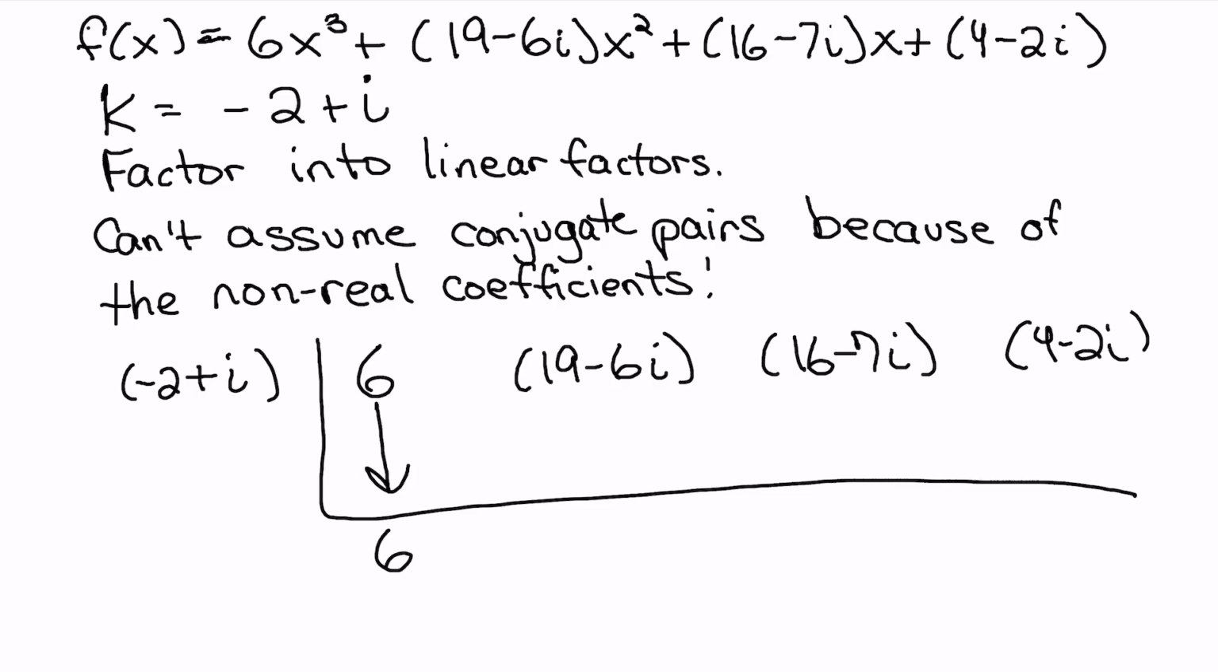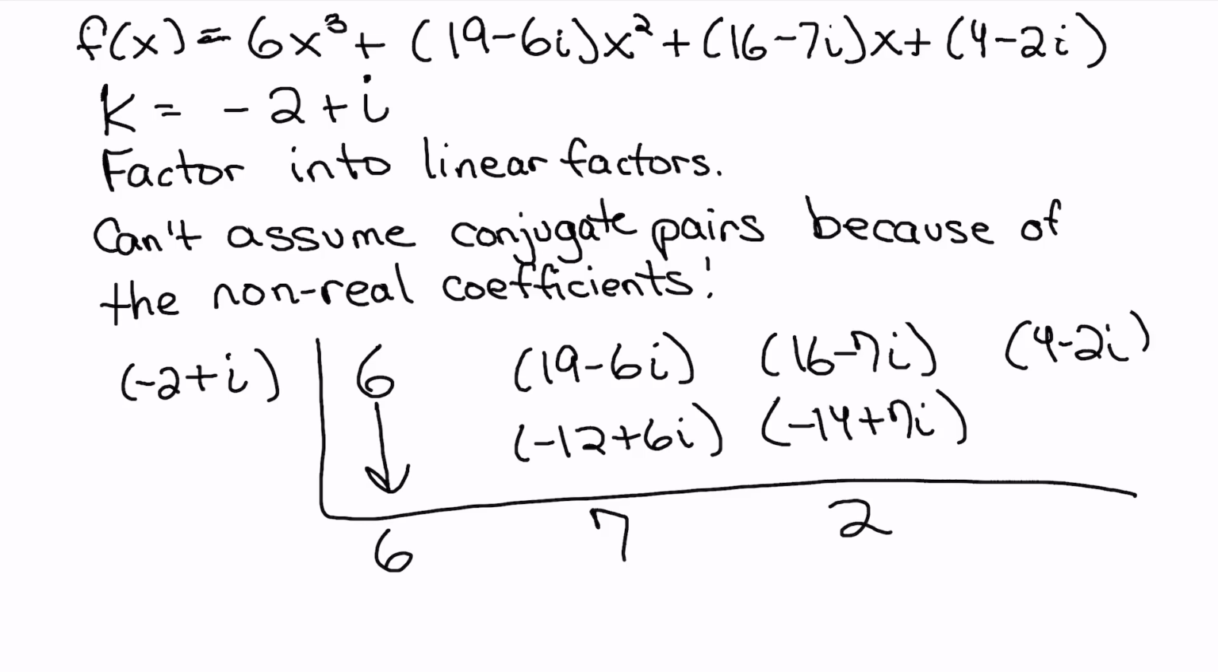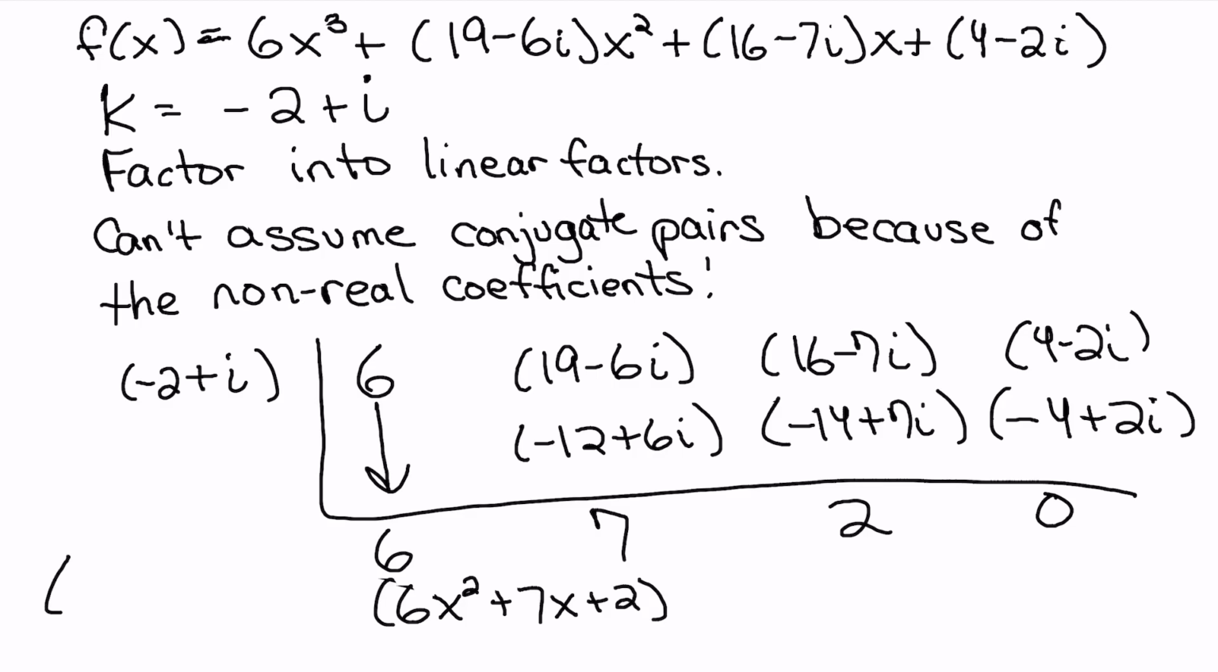Multiply 6 times negative 2 plus i, you get negative 12 plus 6i. Add those, you get 7. Multiply 7 times negative 2 plus i, and you get negative 14 plus 7i. Add those, you get 2. 2 times negative 2 plus i gives you negative 4 plus 2i. Add those, you get 0. Looking good so far. So we now have a 6x squared plus 7x plus 2 factor to go along with that lovely x minus (negative 2 plus i) factor, because k is negative 2 plus i.